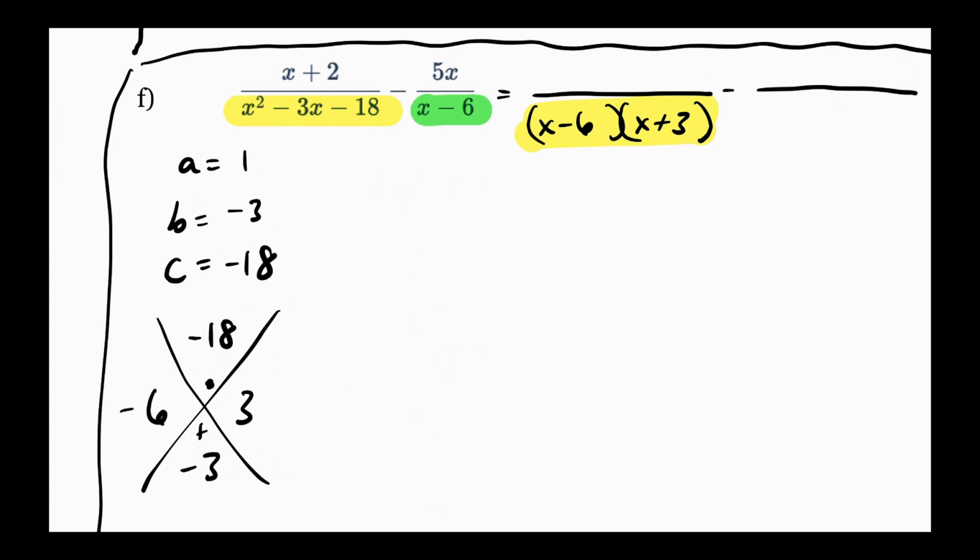Then green, I have an x minus 6. That one's already factored. The green is a binomial, and it doesn't have a GCF, and it's not difference of squares either. So it's x minus 6. I forgot to write what's on top. And 5x.